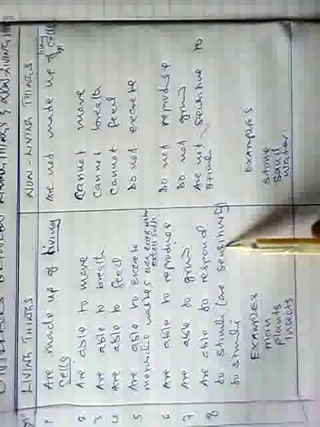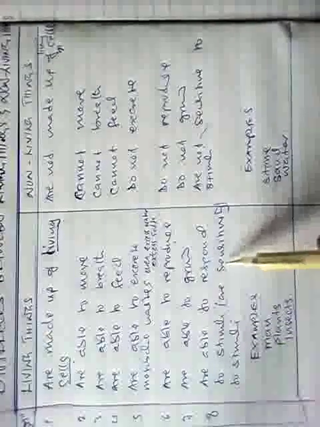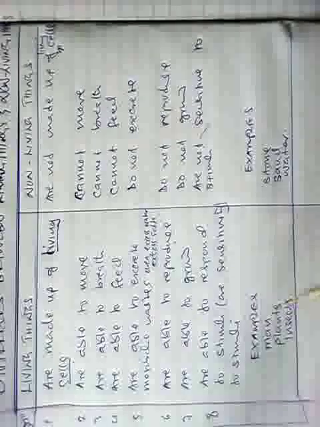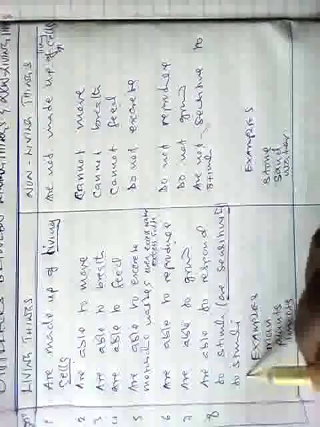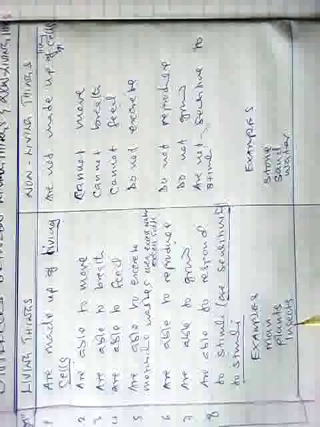The living things are able to respond to stimuli. So you just say living things are sensitive to stimuli. That is the key. So you write like living things are sensitive to stimuli. A stimulus is a change in the environment.